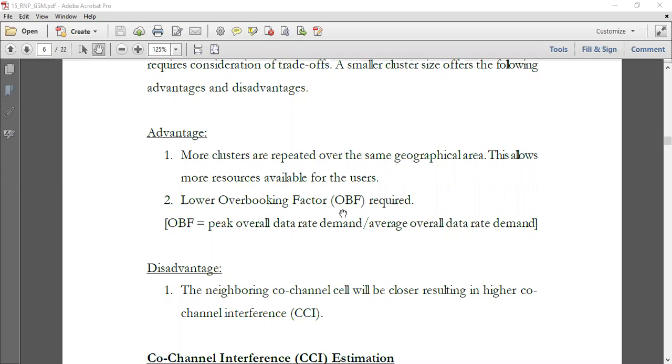But now if we increase it from 500 to 5,000, what do you think? As you increase the pool size, the larger the pool size, your OBF will be lower and lower. Meaning that when your OBF is lower, the resources that you need to provide will be lower.